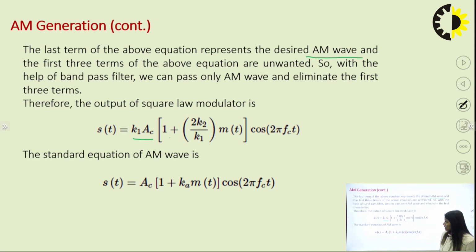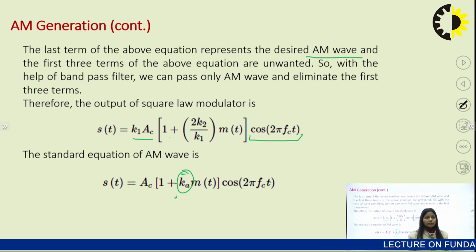So s(t) becomes this equation, in which I will make some changes. s(t) is K1 Ac (1 + 2 K2 / K1 m(t)) cos 2 pi fc t. This I will keep like this. So this Ac I will remove, and here this K1 I will divide, and I will write the total constant by some approximation. I will write Ac (1 + Ka m(t)) cos 2 pi fc t, where Ka is the modulation index, that is 2 K2 / K1.